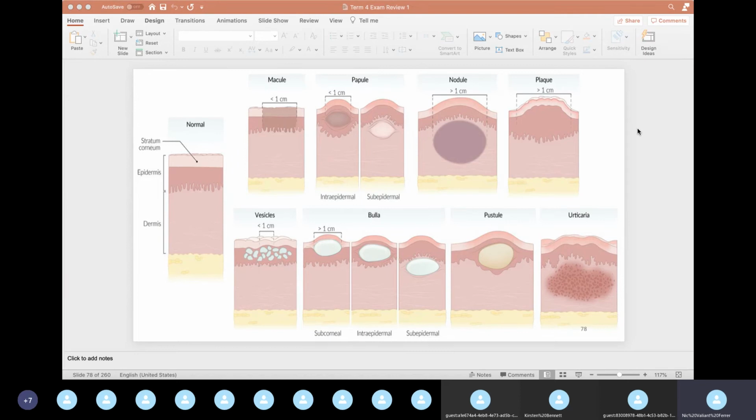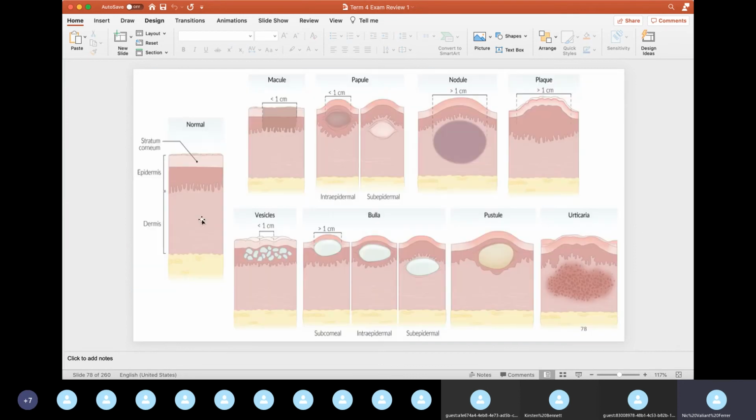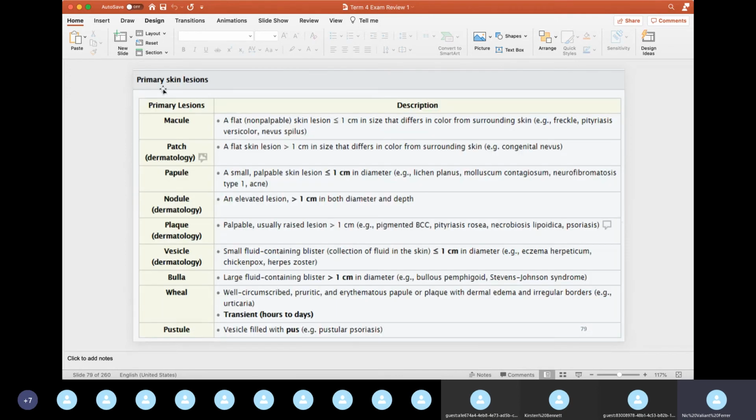Okay, so you need to know the terms, the primary lesions, and the description. Where does it occur? So I like this one. This is a good image. Put a star here. But if you like tables, put a star here. And descriptions.